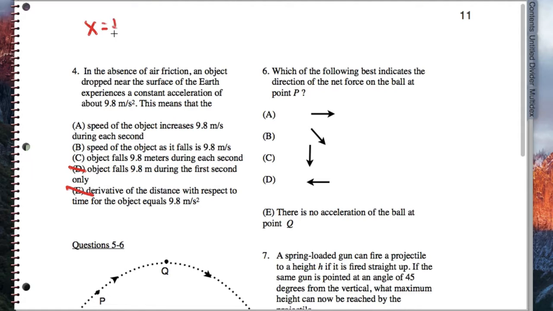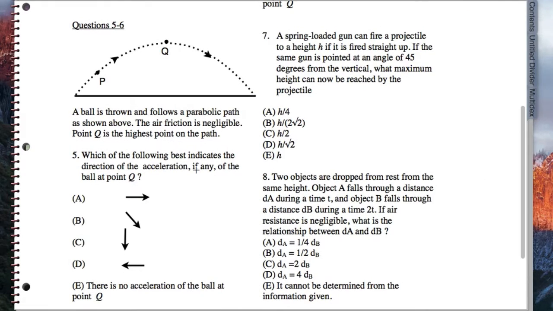Check this out. X equals 1/2 times 10 times 1 squared. Oh, it only falls like 5 meters, so that doesn't work. 9.8 meters each second, that would be constant velocity. The speed of the object? No. The only one that's left is this. And what this means is that the speed actually does increase by 9.8 meters per second each second.